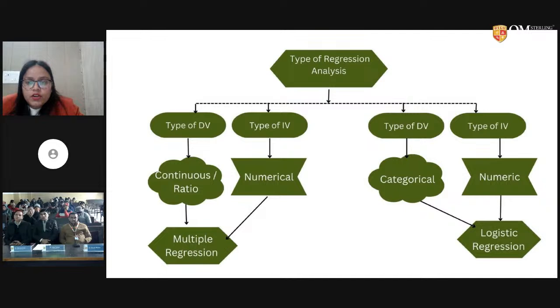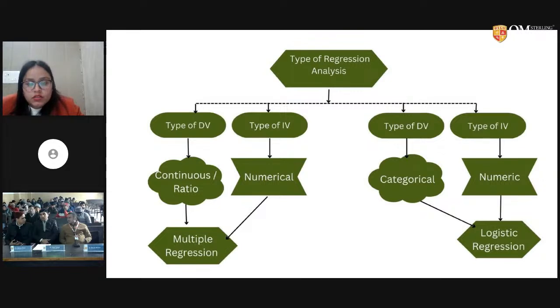Now, the most important analysis used in statistics, or the statistical tool used in research, is regression analysis. I'm going to talk about two types of regression analysis and how we differentiate between them. We have to understand the concept of dependent variable and independent variable. The independent variable is the one whose effect I'm checking on the dependent variable.